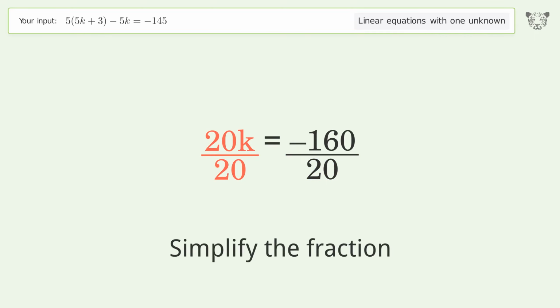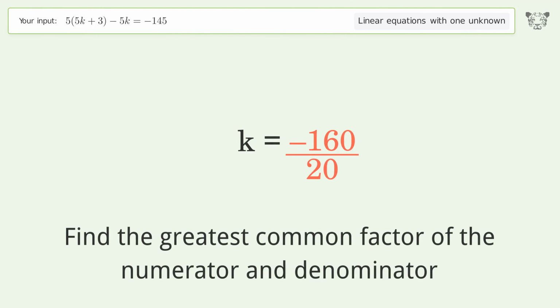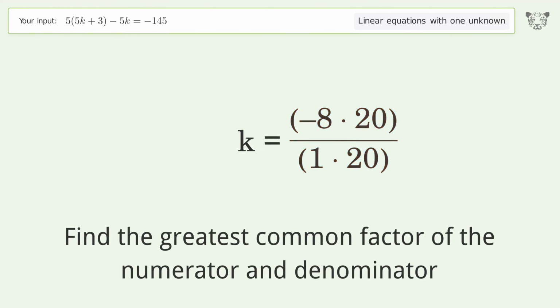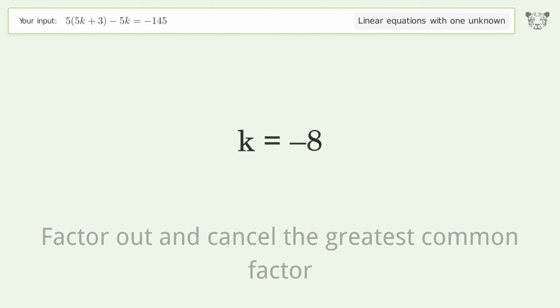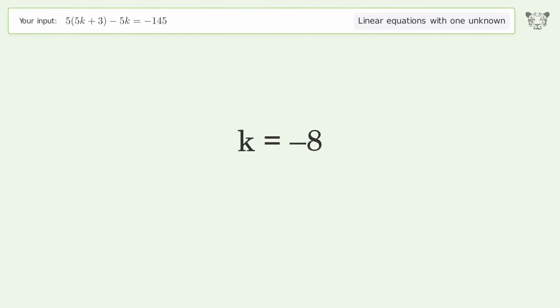Simplify the fraction. Find the greatest common factor of the numerator and denominator. Factor out and cancel the greatest common factor. And so the final result is k equals -8.